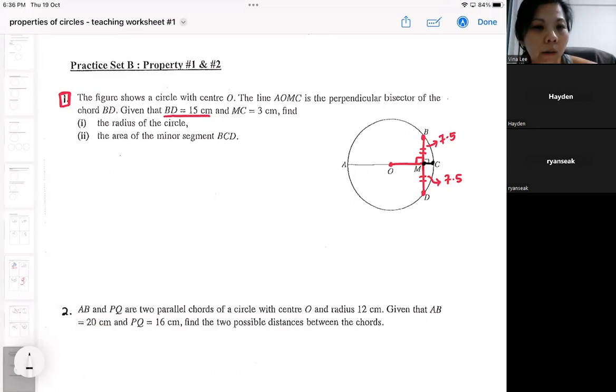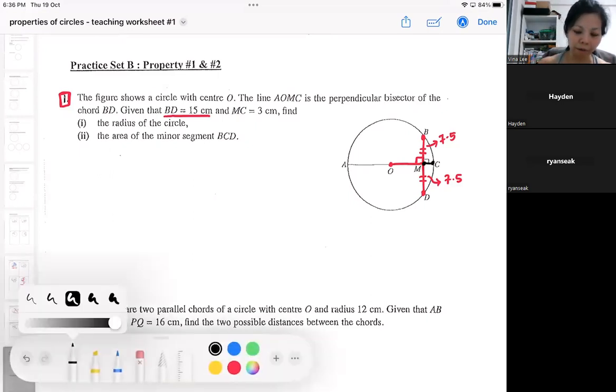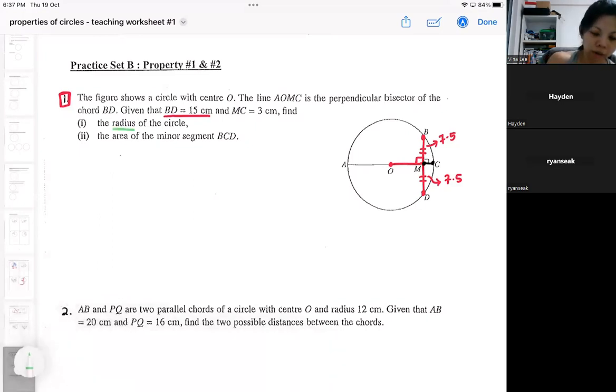Okay, then the first part is usually the critical part. Most students will be stuck at the radius. So if you still recall the video that you watched for property 1 and 2, radius is always everywhere. Anything from the center will become a radius. So all these are the radius, including this whole thing here, including OC. So if you take a look, OC should be the radius as well.